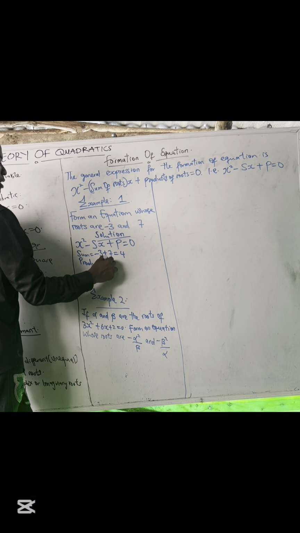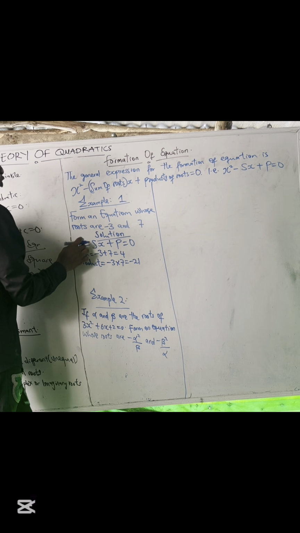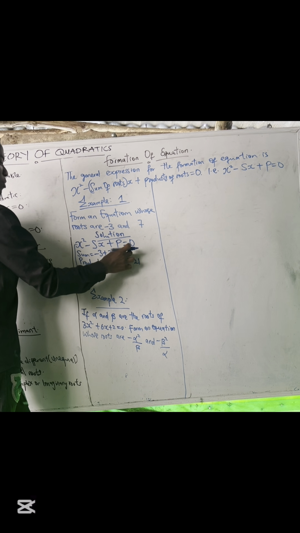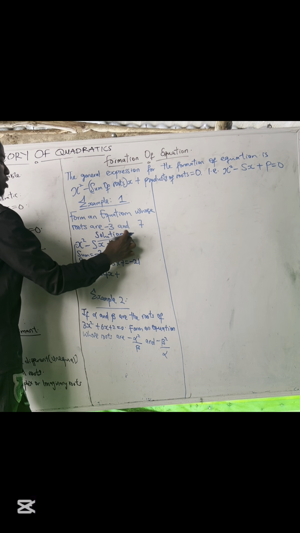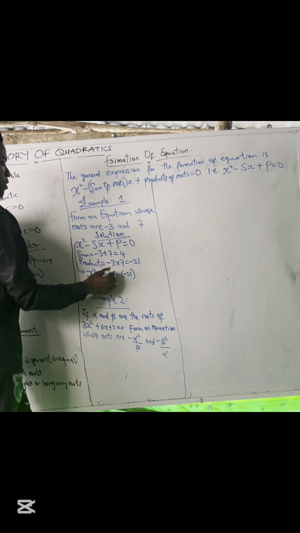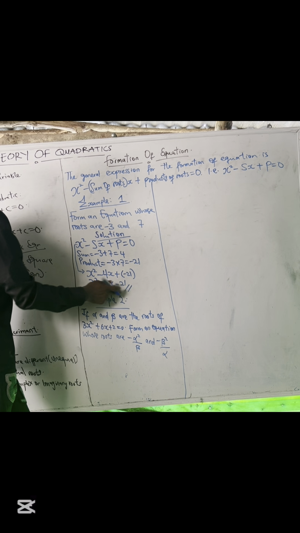That is -3 times 7. And that equals to what? -21. So therefore, using this formula, the equation is going to be x squared minus the sum, which is 4x, plus the product, which is -21. Minus times plus will then be x squared minus 4x minus 21. And this is the equation required.